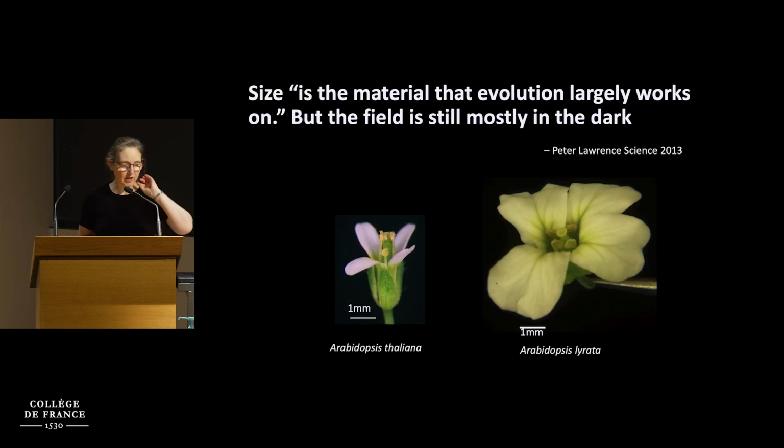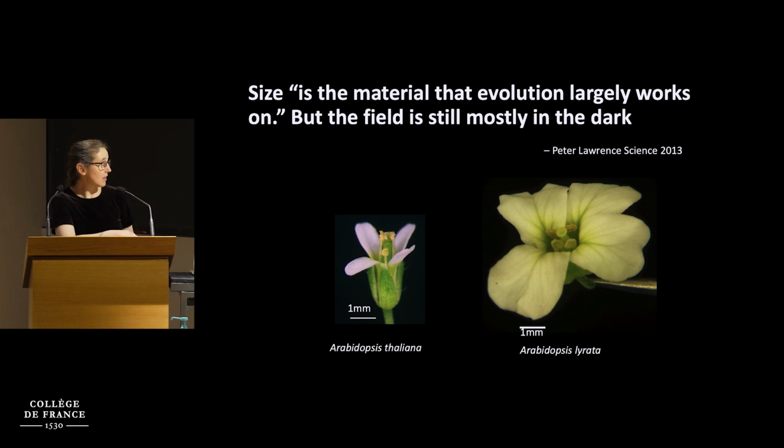Size is the material that evolution largely works on, but the field's really in the dark. If you think about closely related species, often they change size. Here's Arabidopsis thaliana, a flower that I'll be talking about today, versus Arabidopsis lyrata, and you can see the big difference is the size. The petals get a lot bigger, but it's got the same parts in it.